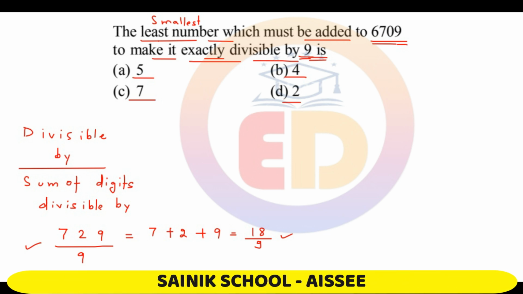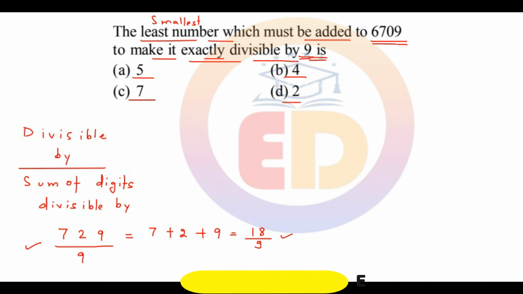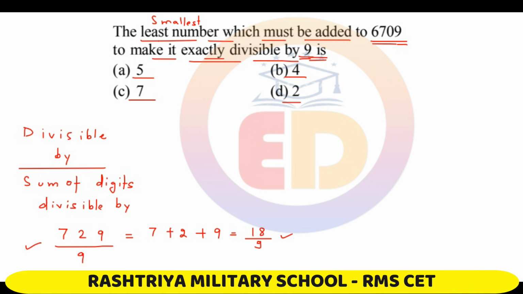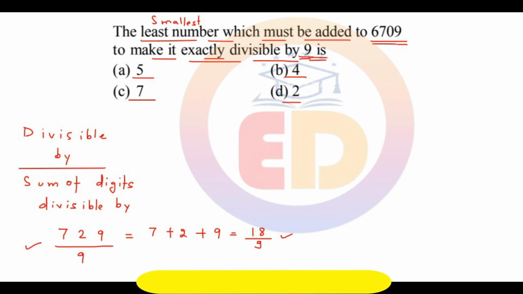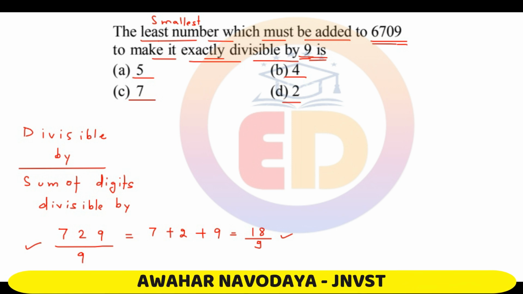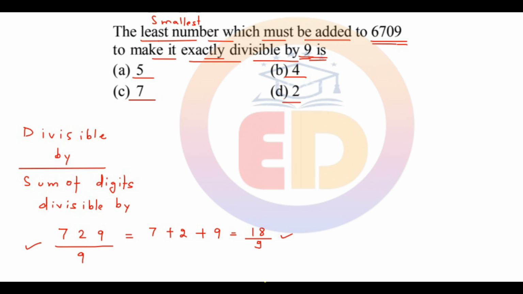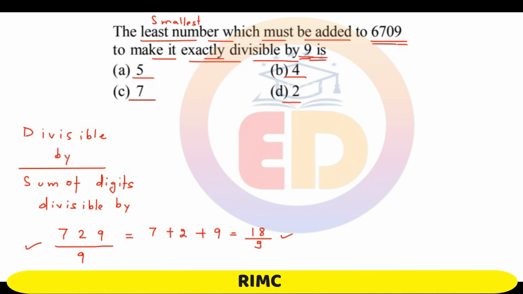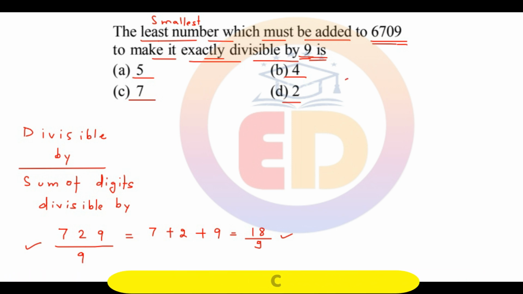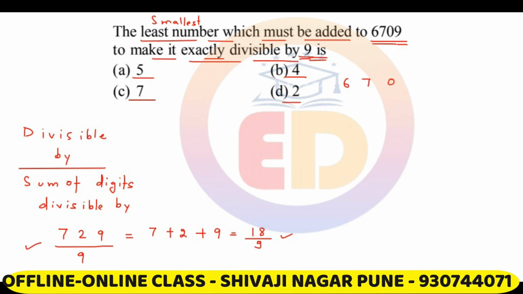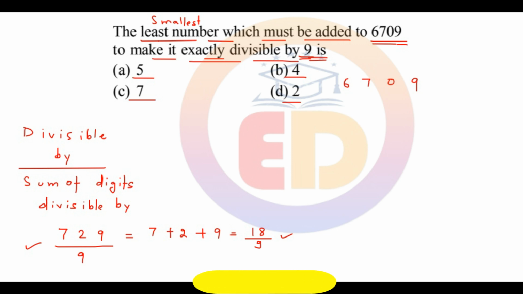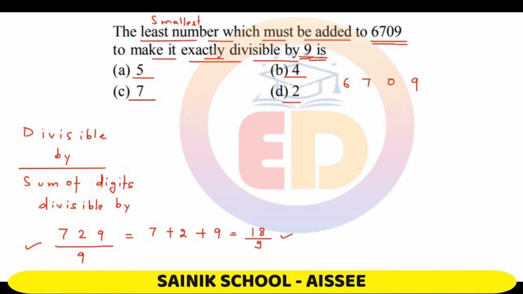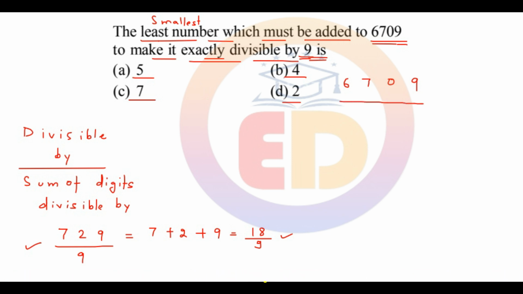And now, let us understand how to solve such kind of questions. This can be a very likely question for RMS exam, Sainik School exam, Jawahar Navodaya exam. The question says, what number we should add to 6709 so that it is divisible by 9. Now, if the number has to be divisible by 9, then the sum of the digits should be divisible by 9. So first step what you do is you check that what is the sum of the digits right now.